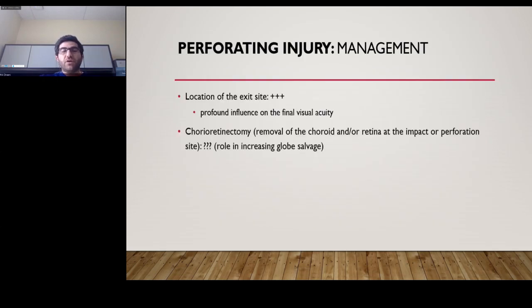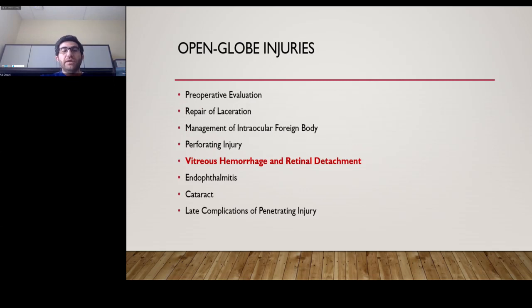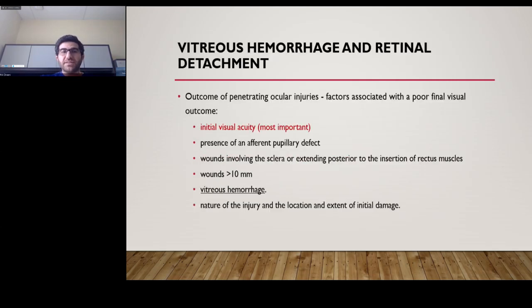So the management of perforating injury depends on each case, and sometimes we may need to do a chorioretinectomy to remove all the traction on the retina. If we do chorioretinectomy or only retinectomy, we usually use silicone oil as tamponade. The presence of vitreous hemorrhage and retinal detachment should also be addressed if we have open globe injury. The surgery is more complicated, and the use of scleral buckle can be indicated, especially if we have PVR at presentation.